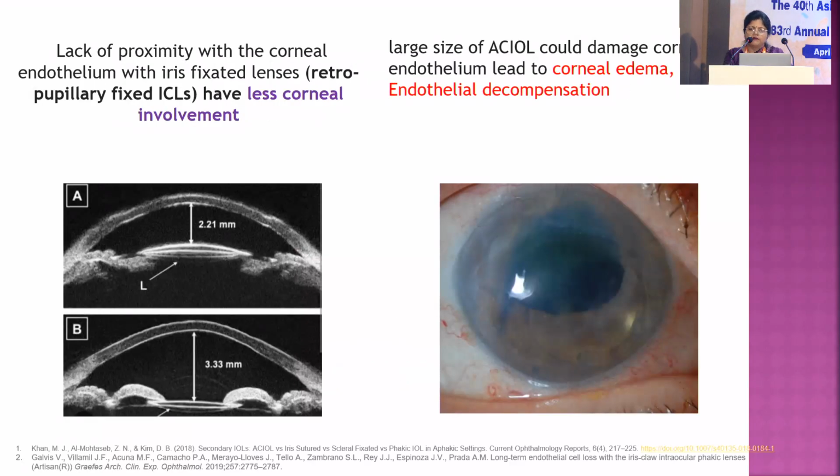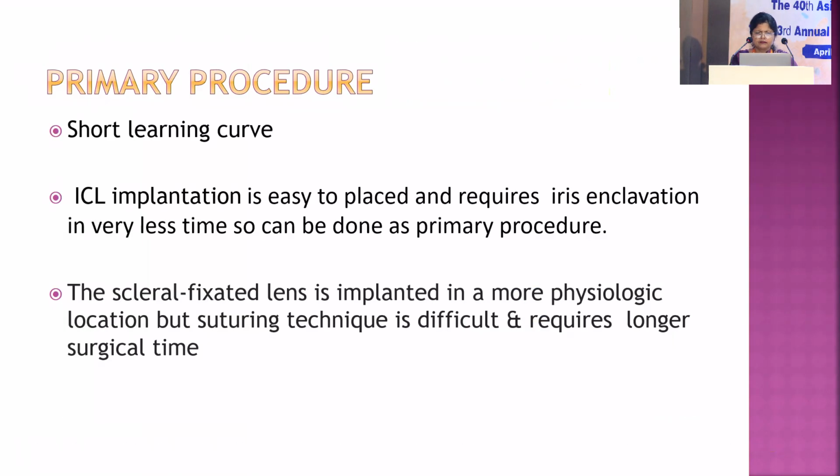The lack of proximity with the corneal endothelium and iris fixated lenses, especially the RP-ICL, have less corneal involvement, but the large size of the ACIOL could damage the cornea and corneal endothelium, causing corneal edema, endothelial decompensation, and pseudophakic bullous keratopathy. It can be used as a primary procedure because of the short learning curve. ICL implantation is easy to place and requires iris enclavation in very little time. So it can be done as a primary procedure, especially in patients with PK.